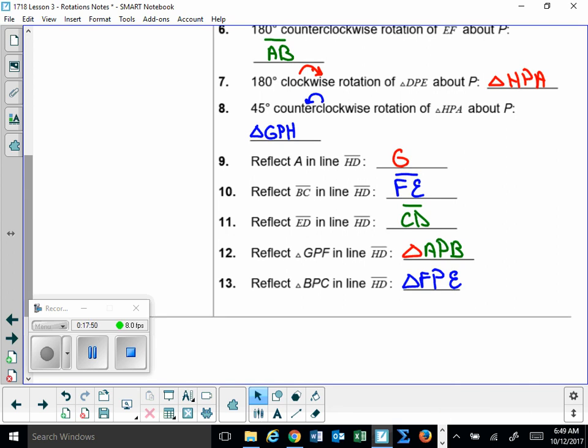Point by point when you have these strange figures. Do not try to do it all at once. You will mess it up. All right, take a minute to write a summary on rotations.